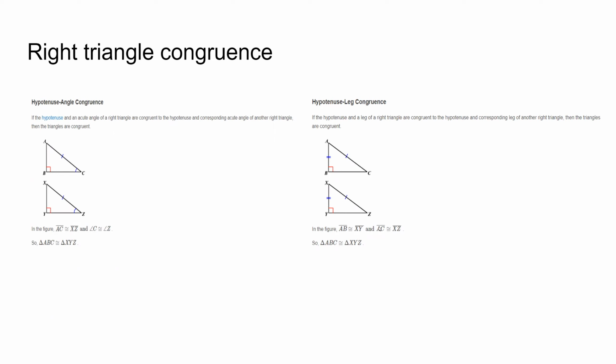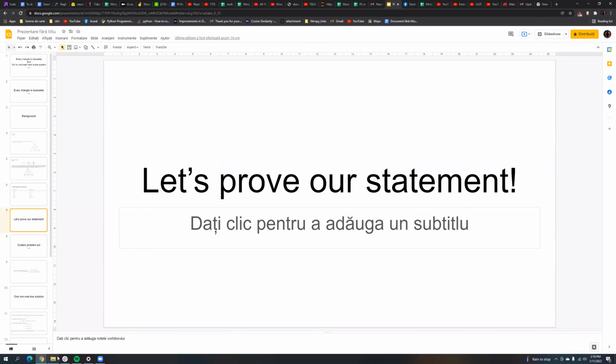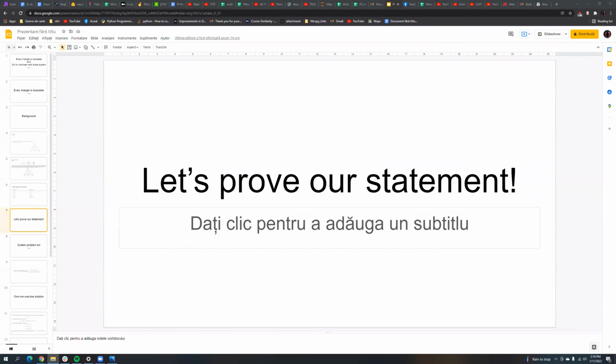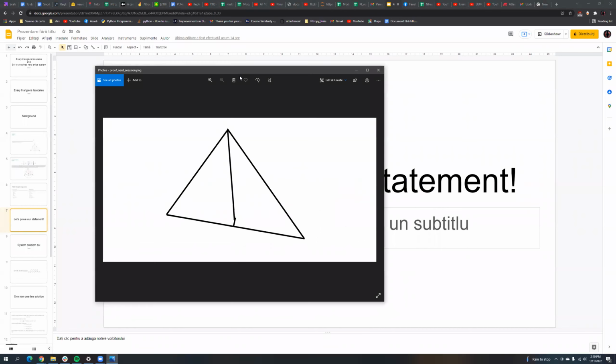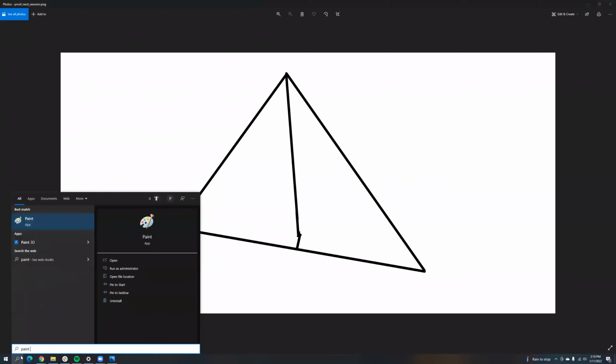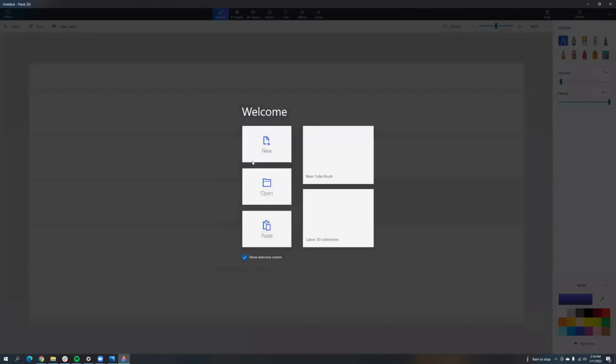So yeah, let's see how we use this. So I have to open the, where is this? Yeah, so I have this, but let me open it in Paint 3D. Okay, I do this open.